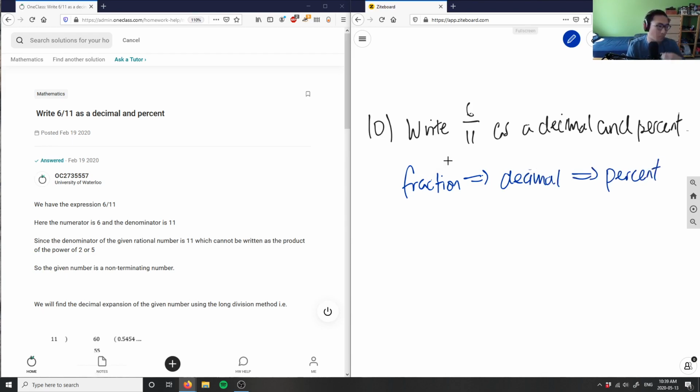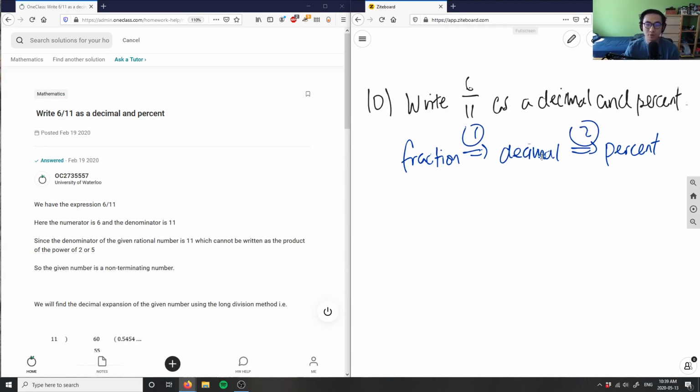So let's do this operation first. We have to do this first operation before we can do the second one here. So let's do this one first. We're converting a fraction into a decimal, right? So in order for us to do that, we're simply using the concept of long division, right?